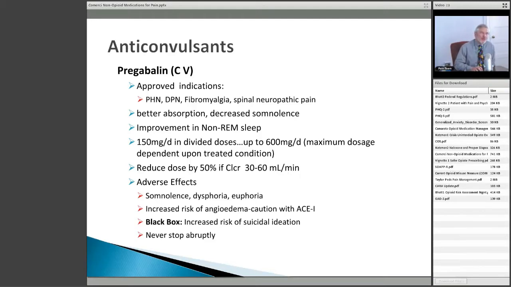Again, watch out for the renal function. You've got to reduce it. Side effects: somnolence, dysphoria, euphoria. And there's a little bit of a risk of angioedema. Just like with your ACE inhibitors, you can cause angioedema with this. So I always warn patients about swollen tongue, swollen throat, etc., that they need to advise me. And again, never stop this abruptly.